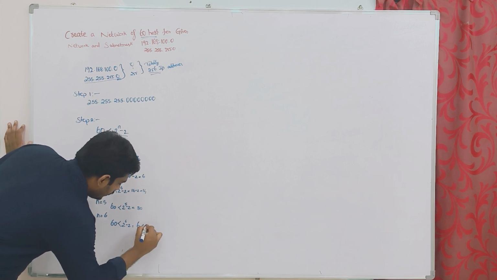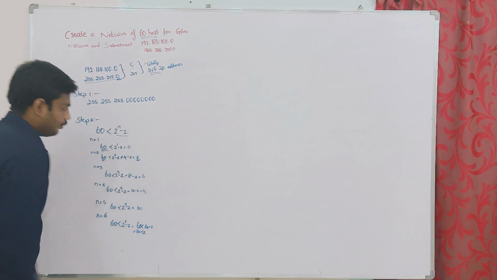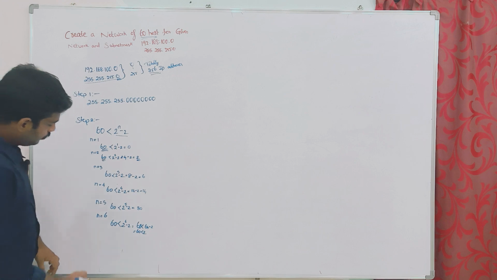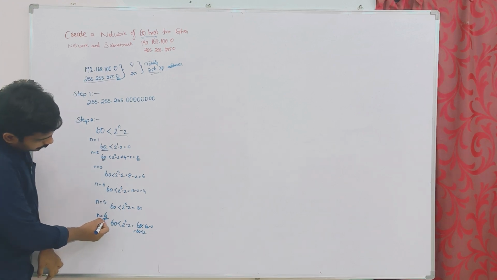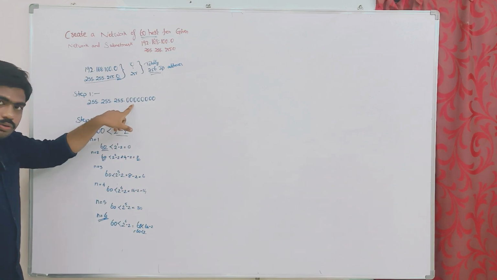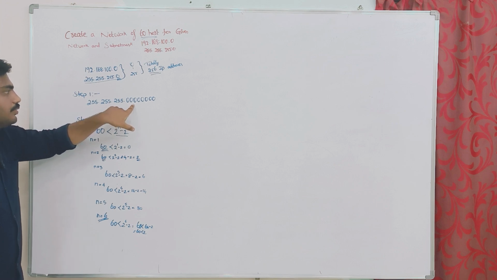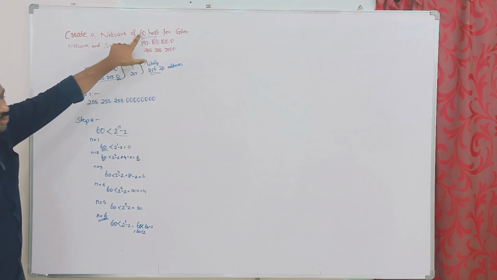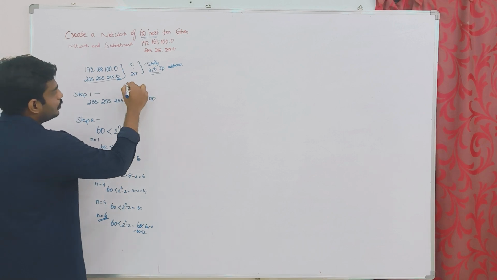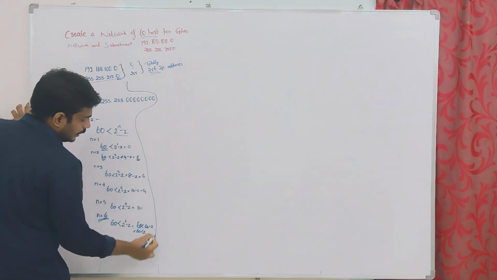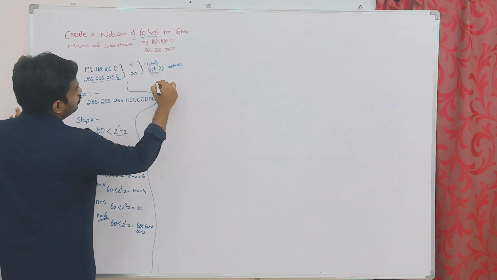60 is less than or equal to 64 minus 2, which results in 62. So we come to know how many bits we require in the host portion of the subnet mask to get 60 hosts. Step 3 I will do, so you get a clear-cut idea.